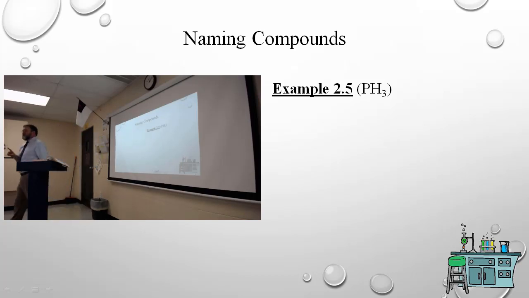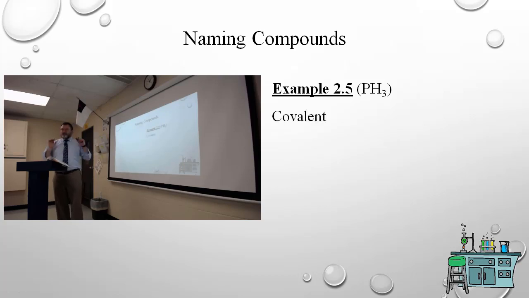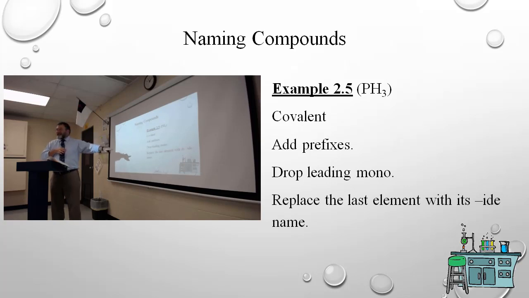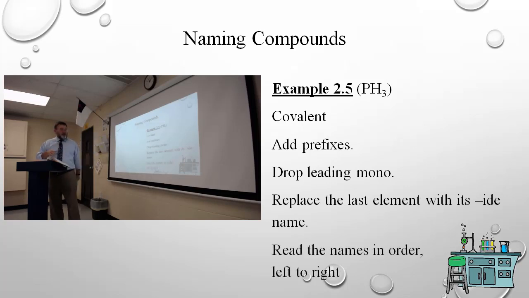First question you're going to ask, what is it? Ionic or covalent? Which is it? Because? They're covalent because they're all nonmetals. Good. So on this one, am I going to use mono, di, tri, or not? Yes, I am. So I'm going to add the prefixes, then I'm going to drop any leading monos, then I'm going to replace the last element with its ide name, and then I'm going to read it from left to right.